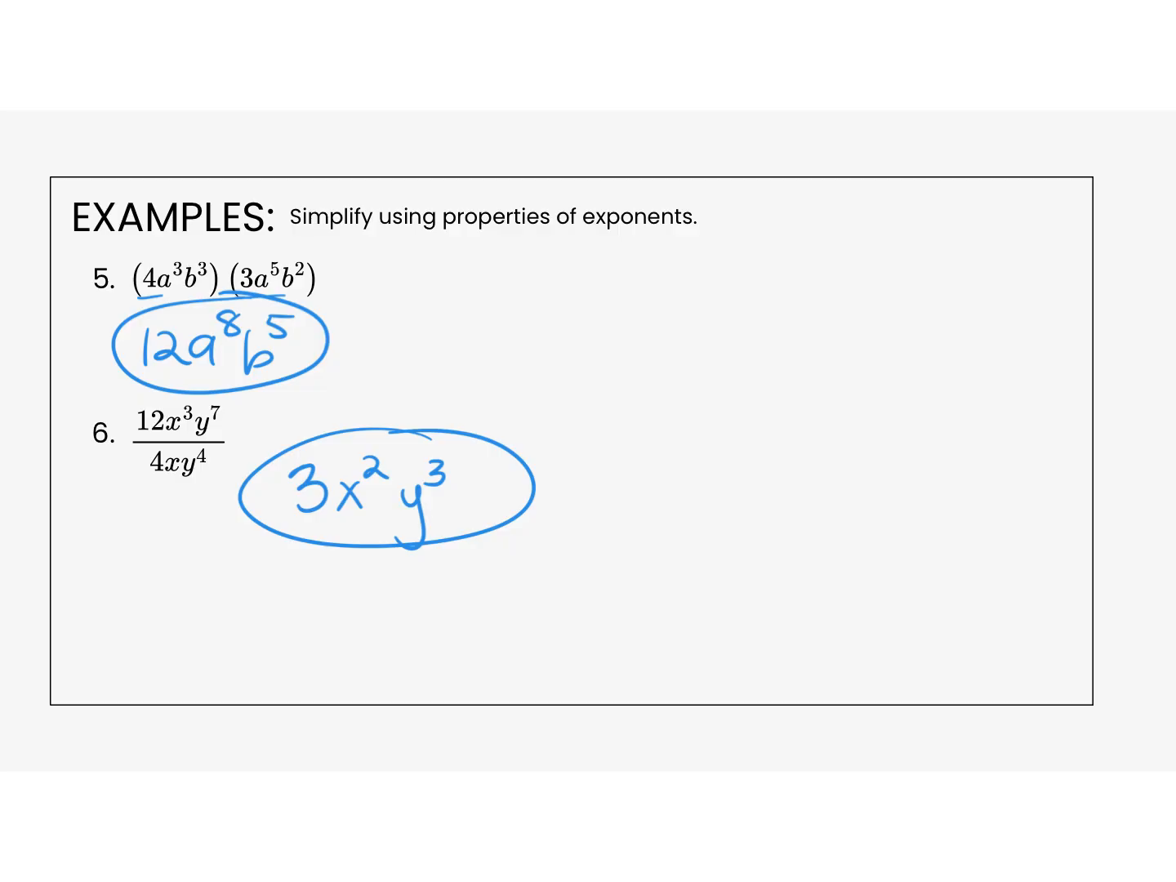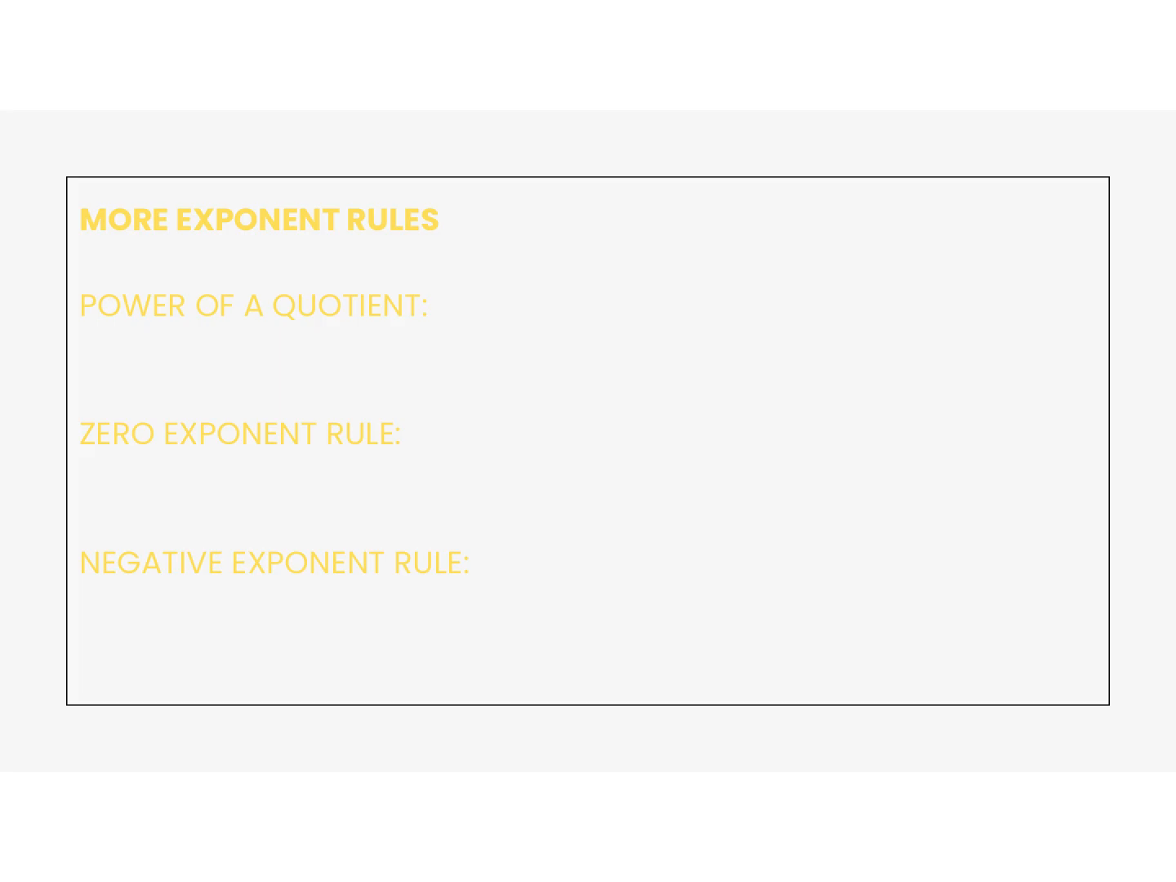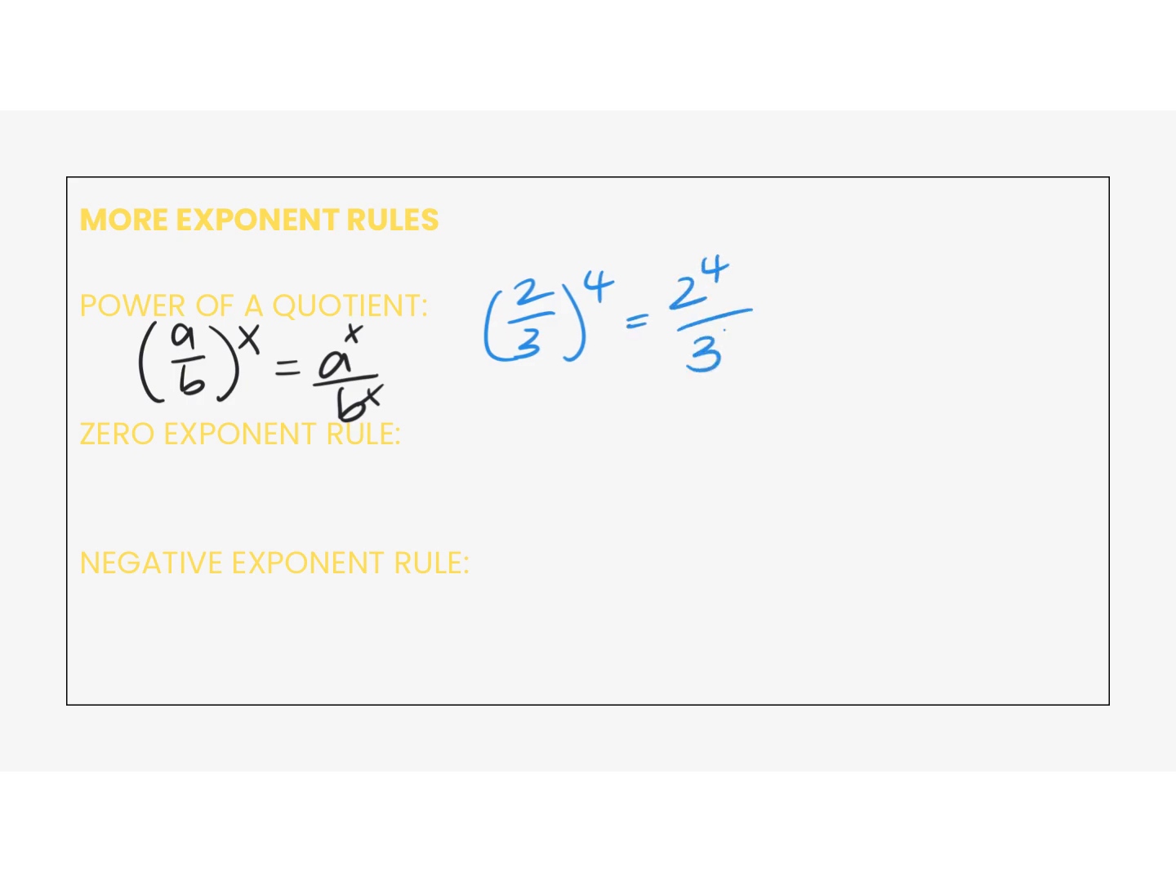Okay, so that's it for the first part of 6.1. Okay, we have a few more exponent rules that we're going to review. So first we have power of a quotient, which, similar to the power of a product, is just a over b. Oops, my pen's not working here. Let's try that again. A over b to the x is equal to a to the x over b to the x. So my example would be 2 over 3 to the fourth is the same as 2 to the fourth over 3 to the fourth.